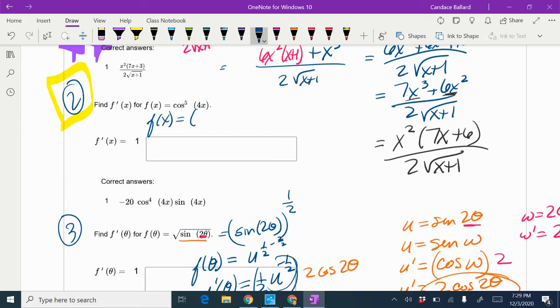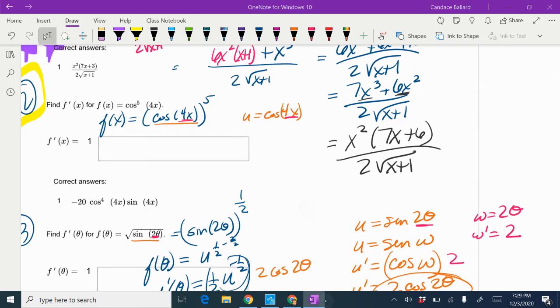I'm going to go ahead and rewrite it. F of x equals cosine of 4x to the 5th. So it looks like you have the inner function cosine 4x, and then you have another inner function of 4x. So it's more like the peanut butter M&M or the lollipop with the wrapper on it, the Tootsie Pop with the wrapper on it. So I'm going to start with my u. U equals cosine of 4x, and then the 4x is an inside function, so I'm going to call that w. So w equals 4x, which means that w prime equals 4.